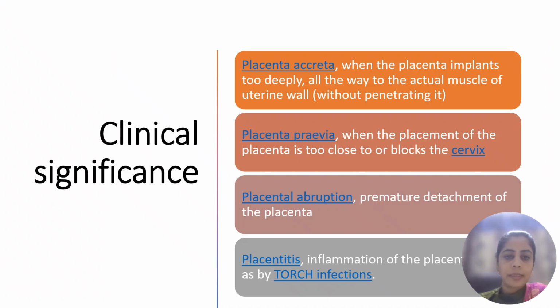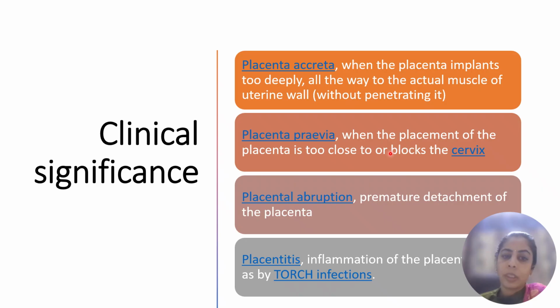Next, let us understand the clinical significance, what the disorders of the placenta are. There are certain disorders related to the placenta which affect fetal growth, and death of the fetus can also occur. So there is placenta accreta, where the placenta implants too deeply, all the way to the muscles of the uterine wall, without penetrating it. So it is a type of condition.